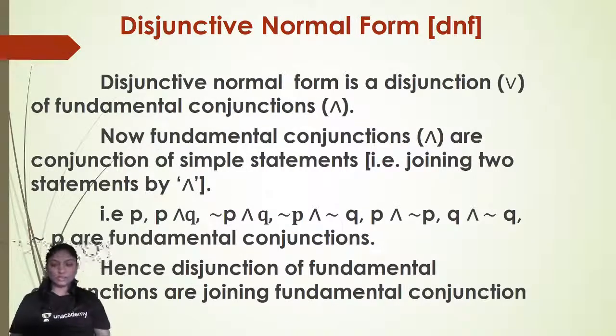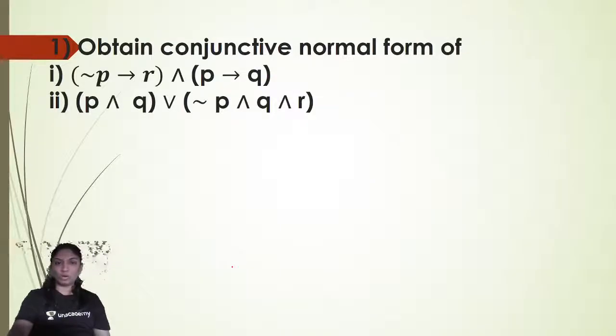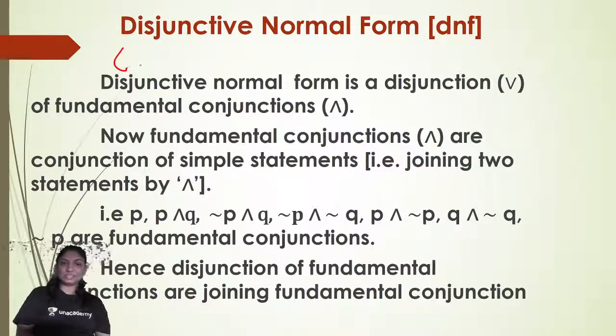Now what do you mean by disjunctive normal form? Disjunctive normal form is a disjunction of fundamental conjunctions, exactly opposite. Fundamental conjunctions are conjunctions of simple statements, that is, joining two statements by and. That is P and Q, negation of P and Q, negation of P and negation of Q, P and negation of P, or Q and negation of Q, negation of P are fundamental conjunctions. Hence, a disjunction of fundamental conjunctions means joining fundamental conjunctions by or. For example, here the disjunctive normal form is like this.